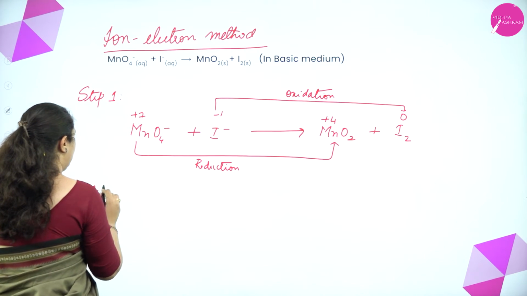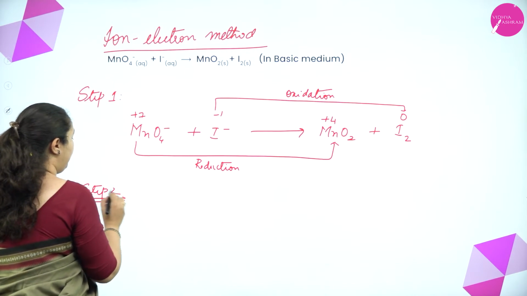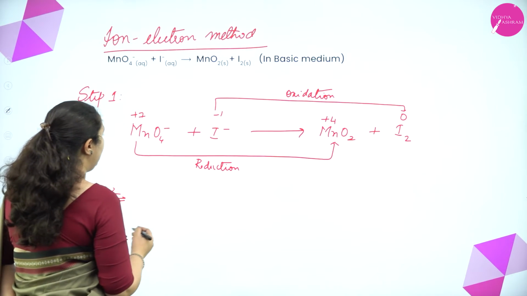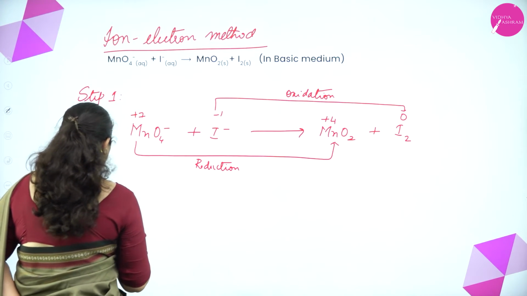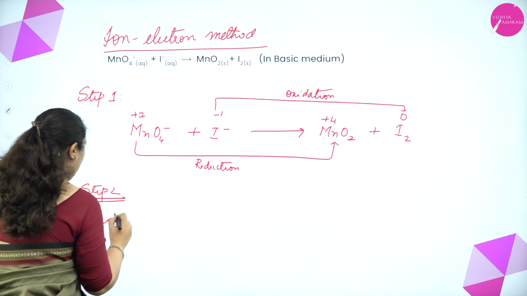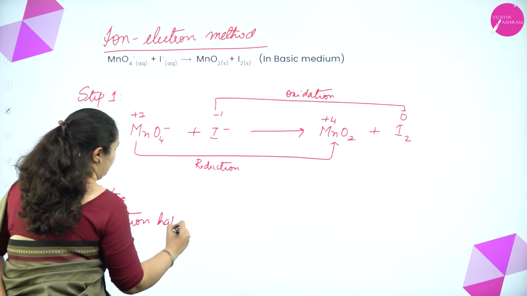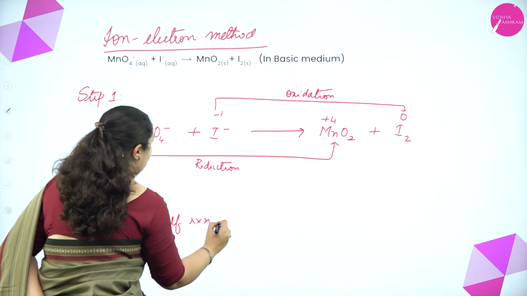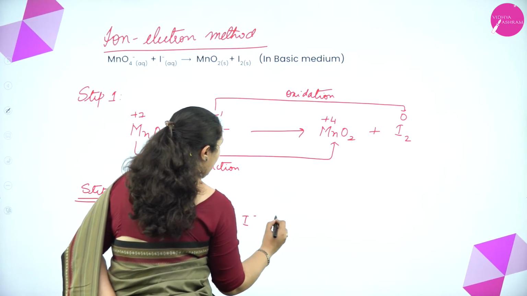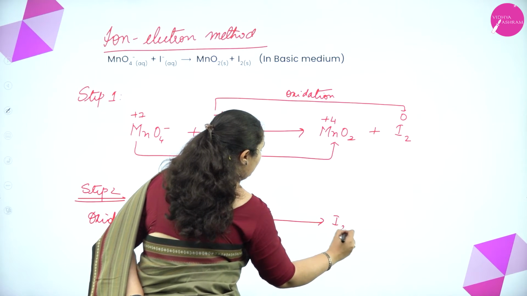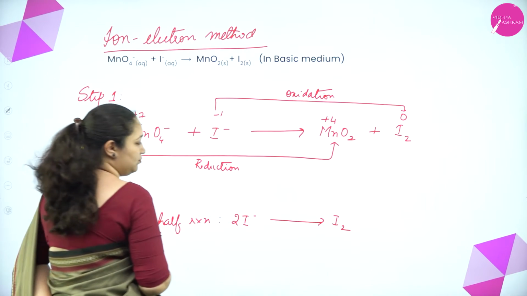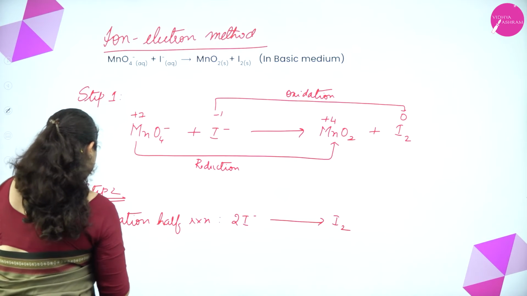Now what is step 2? I need to separate and write. So I'll write the oxidation half reaction. So oxidation half reaction is I minus giving I2. I'll balance this with 2. Okay. Next.